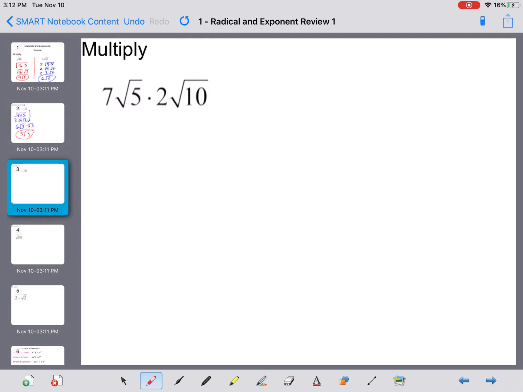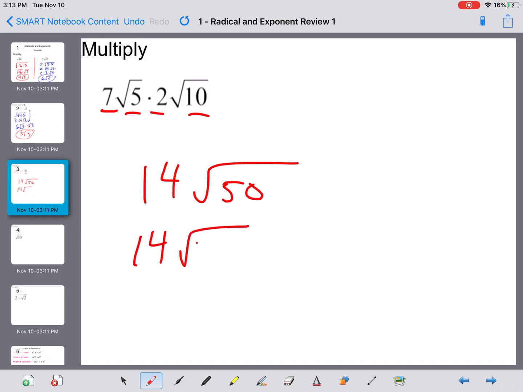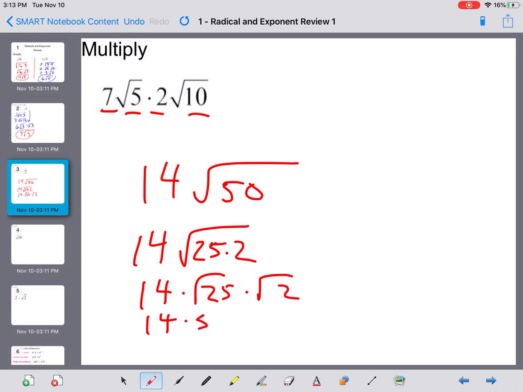If we are multiplying, the rules are that we just want to multiply the outsides with outsides. So 7 and 2 are going to multiply together and make 14. And then the insides, 5 and 10, are going to make 50. And then we need to break down 50. So 50 is 25 times 2. And so we will get 14 times root 25 times root 2. So 14 times 5 times root 2. That is going to give us 70 root 2 as our final answer.